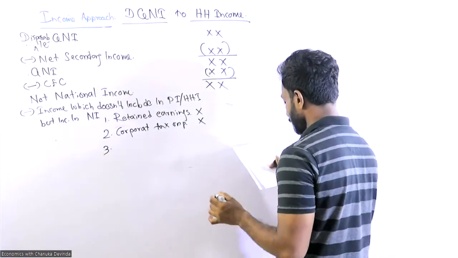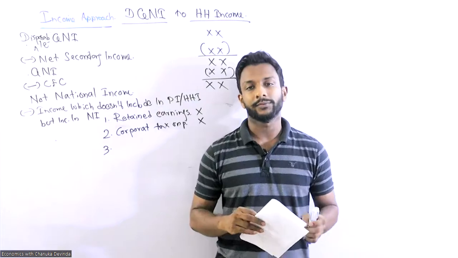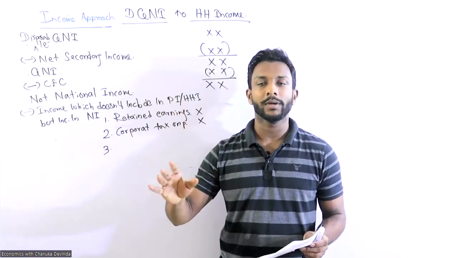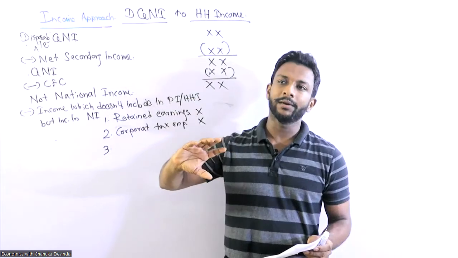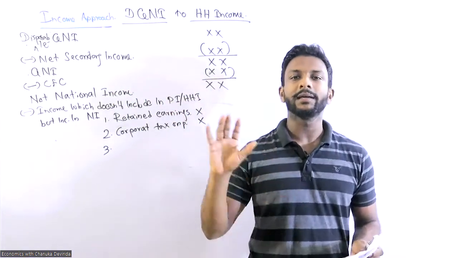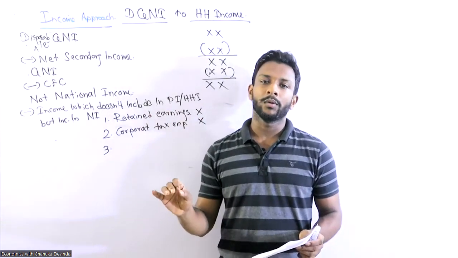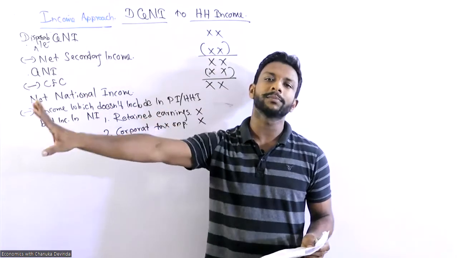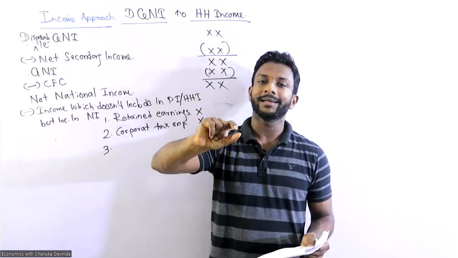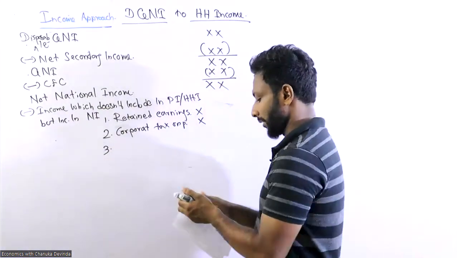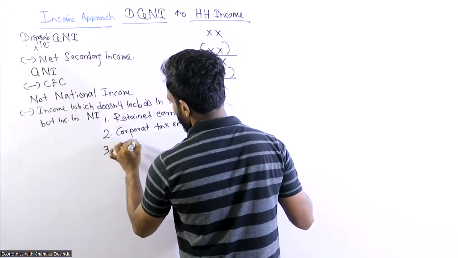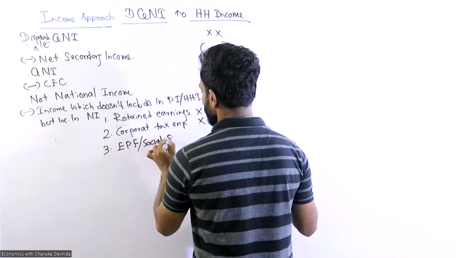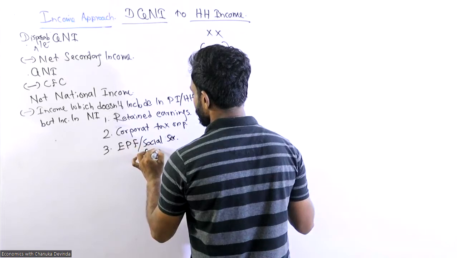Third one, what else? There is one more thing. ETF, EPF. Employees' contribution, not the employers', right? Employees' contribution. Actually, ETF is not coming. ETF is paid fully by the employer, so ETF is not coming. Just EPF, employee, right? Wait, ETF is 100% by the employer, so it doesn't matter. But for EPF, there's a portion that is deducted from the employee, then it should be removed. EPF or social security contribution, from whom? From the employee.